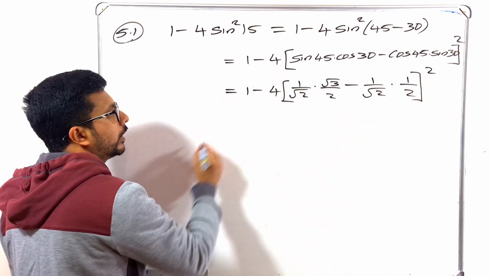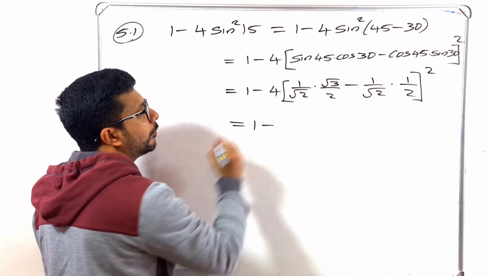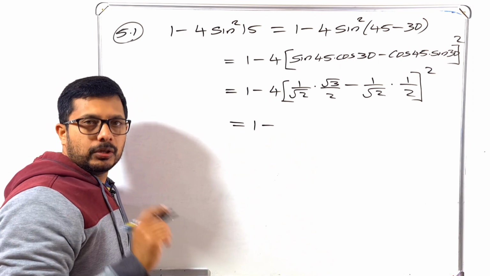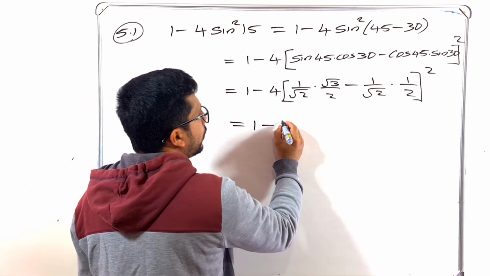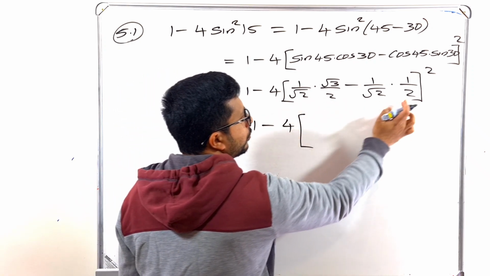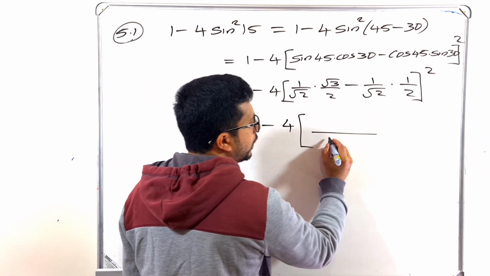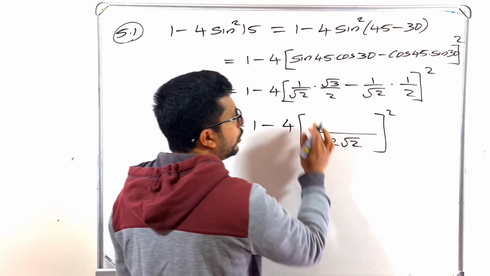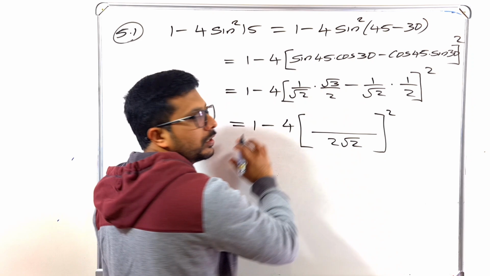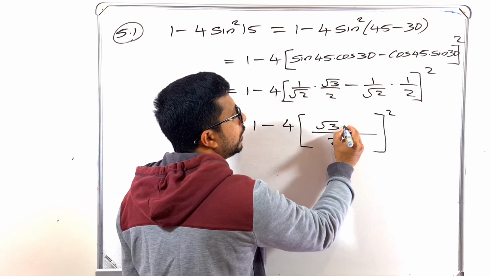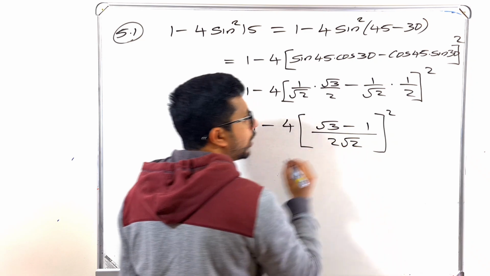So put that square there. So is equal to 1 minus, here please don't use calculator because it is written in the question that don't use calculator. So 4 into, what is the LCM here? 2 root 2. So the LCM is 2 root 2. Since the denominators are the same, you can just write the numerators as they are. 1 into root 3 is root 3, minus 1 into 1 is 1.